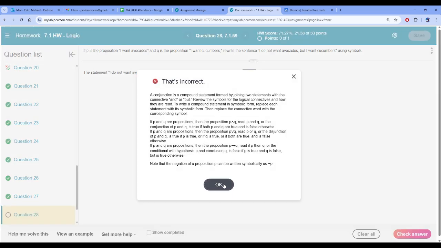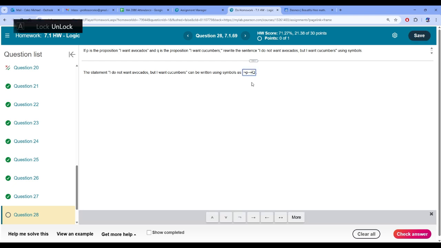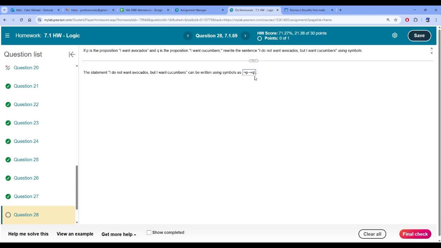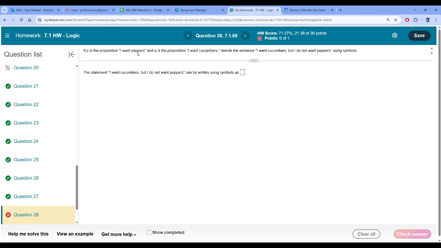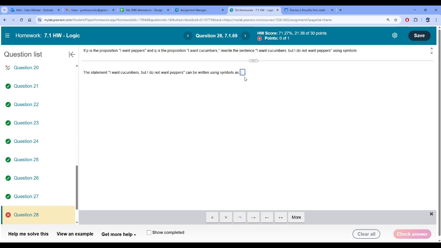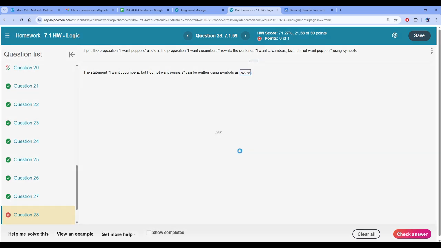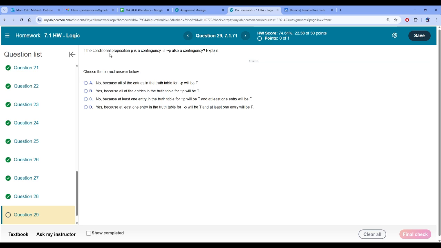Is that going to accept? Let me see if I need to change the capital letters. Not P and Q. What is it? It's not P and Q? Oh, because they're both statements. They don't imply each other. I gotcha. So here, I want peppers and I want cucumbers. I want cucumbers is Q, and, but I don't want peppers, so that would be not P, right? Yeah, cool.